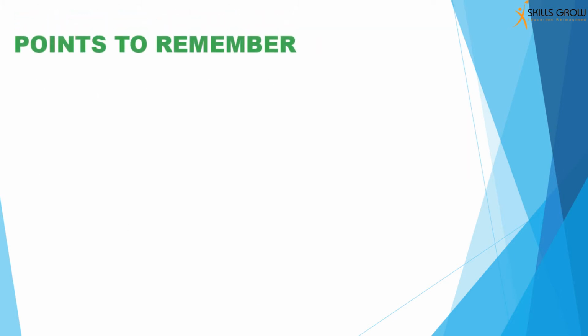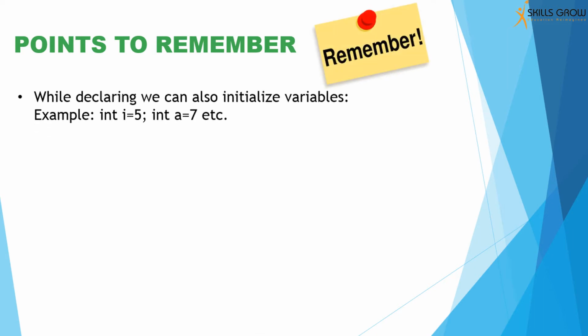Here are some points to remember while using type declaration instructions. While declaration of variables, we can also initialize them. For example, int i = 5. Here, the variable i is initialized to a value of 5.